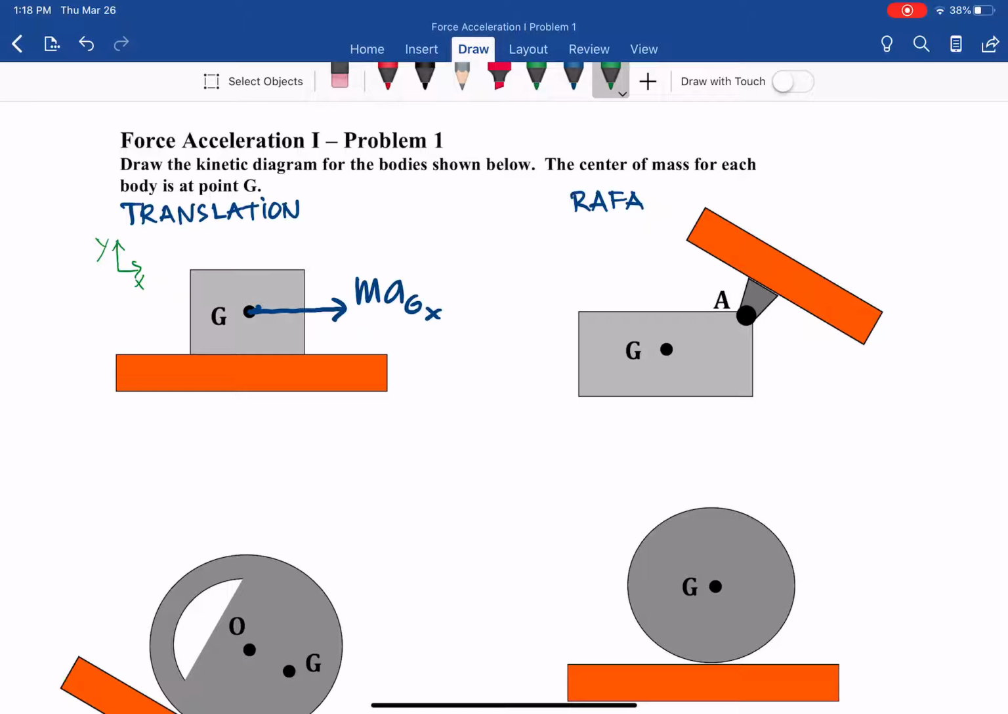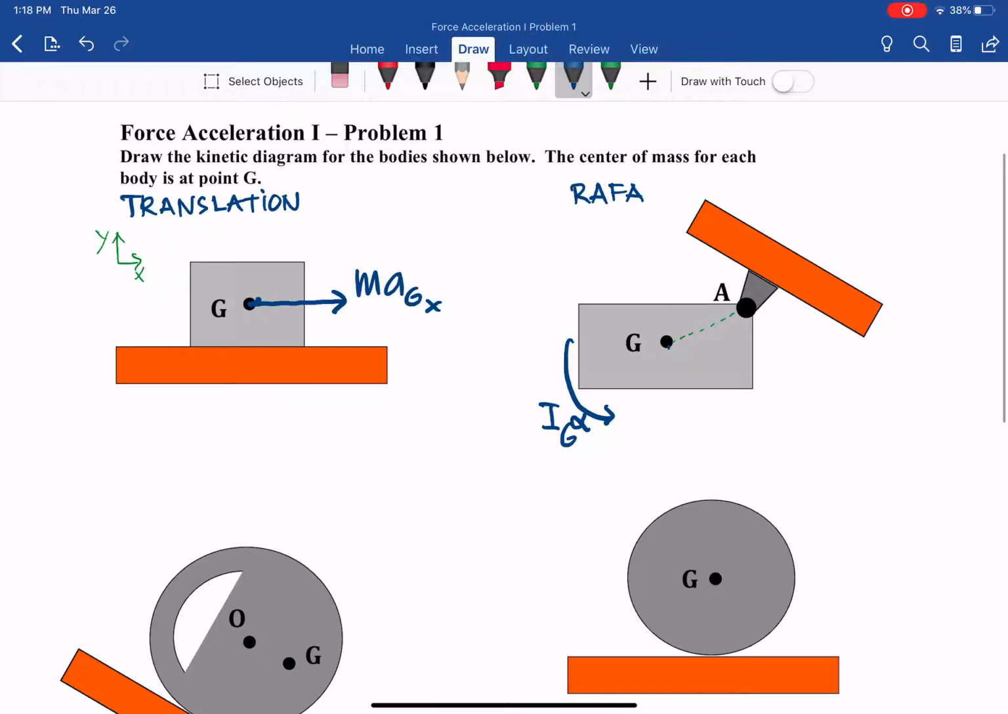So let's look here, and you can see the body rotates about A. Let's assume it rotates counterclockwise, so you will have I_G alpha going counterclockwise as the first term. The second term is the tangential component, which has to be consistent with alpha, which we assume counterclockwise. So instead of m a_Gx, we have m a_Gt, the tangential component.